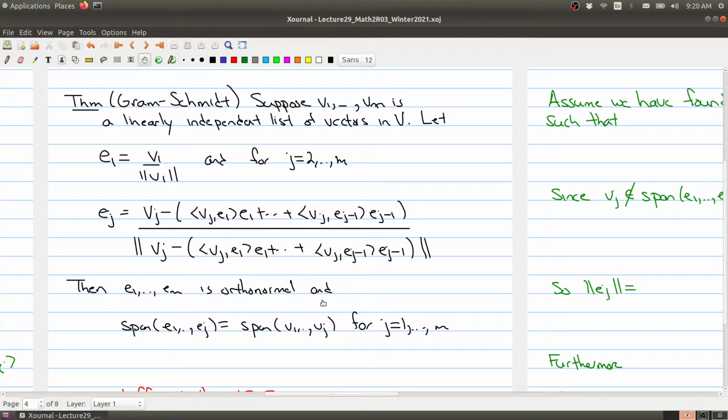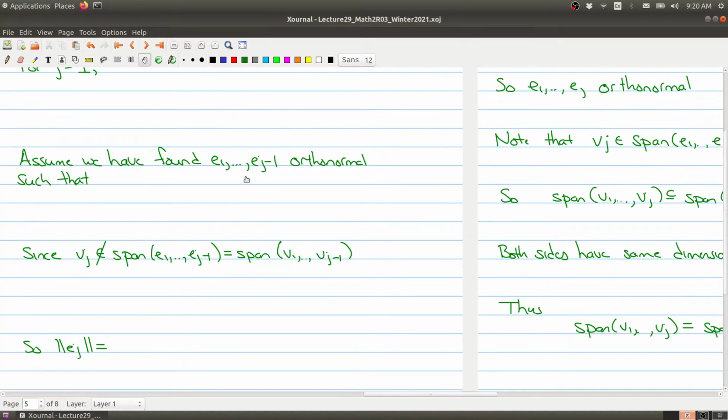So welcome to part 3 of lecture 29. Our goal in this part is actually to prove the Gram-Schmidt theorem. We might have sketched out the proof in Math 1B03, but here we're going to go through all the details about why it's true. So let's go to the start of my proof.